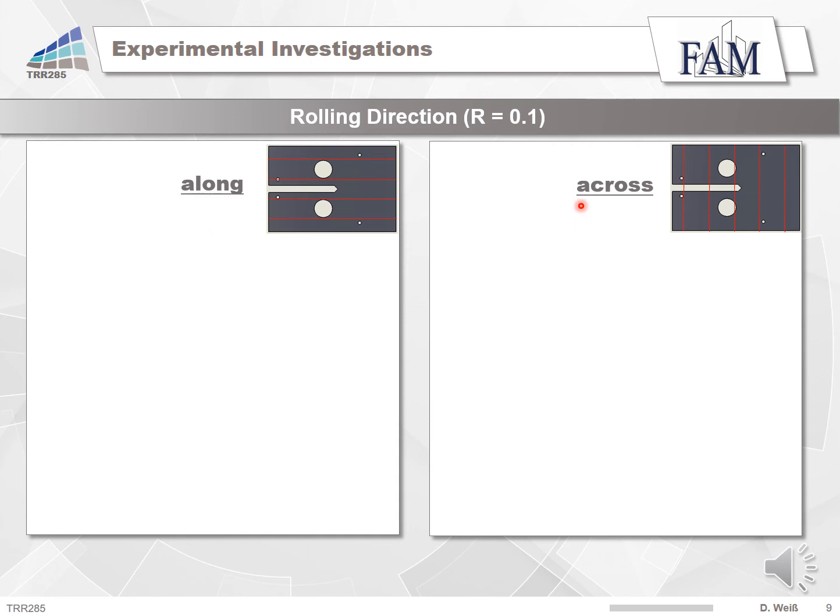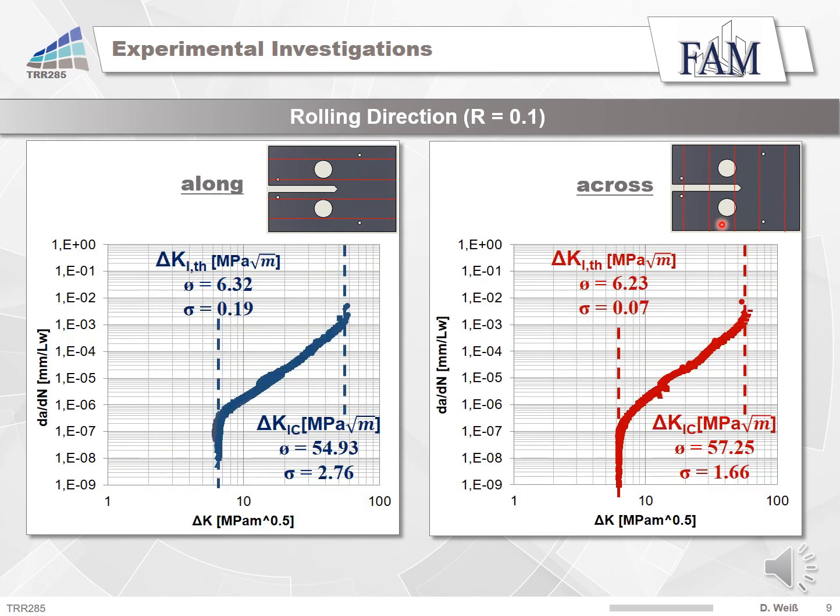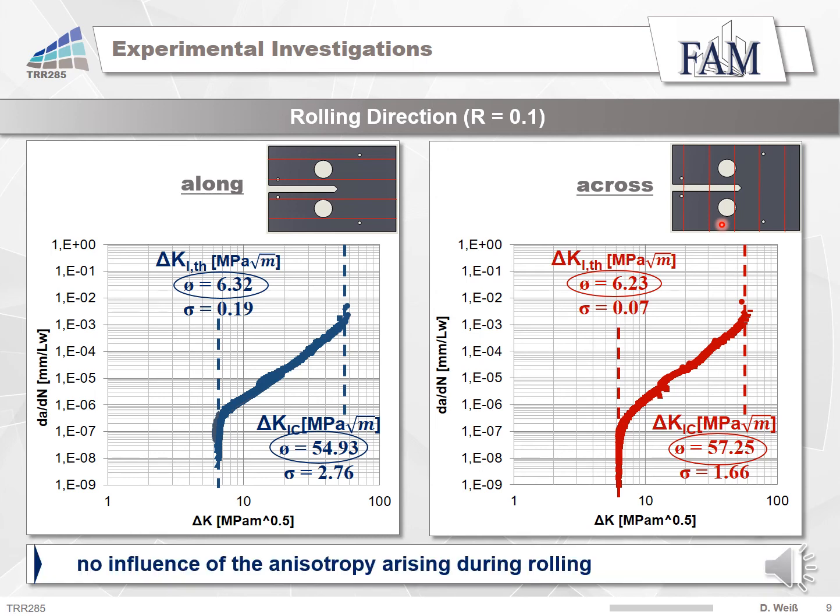If you combine the performed up and down tests, you will get the crack propagation curves shown in these graphics. In general, 3 up and 3 down tests were carried out. It can be seen that the determined curves do not diverge from each other. Also, the values for the threshold and the fracture toughness are almost identical. In summary, it can be said that the rolling direction has no influence on the fracture mechanical parameters.